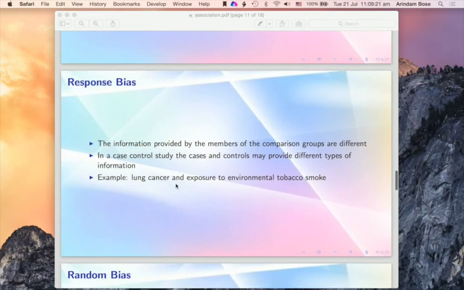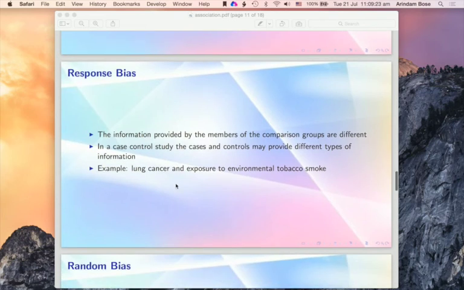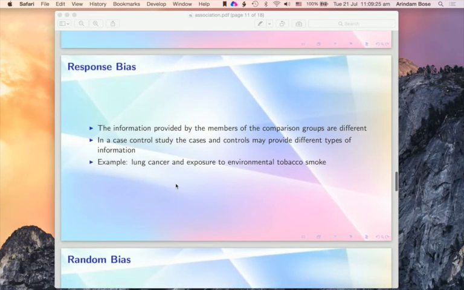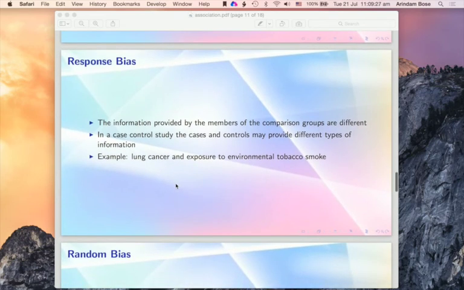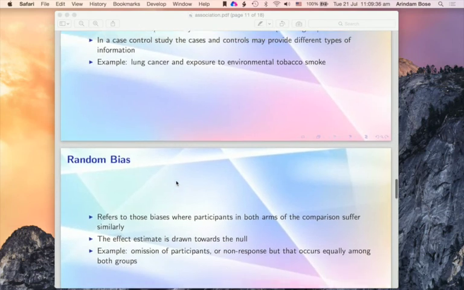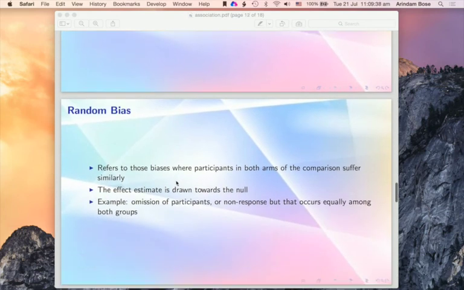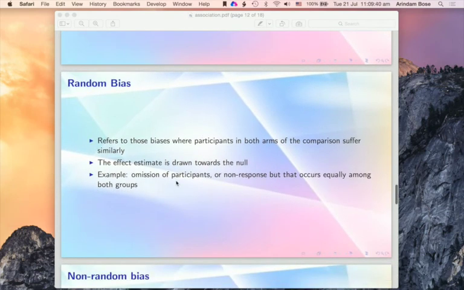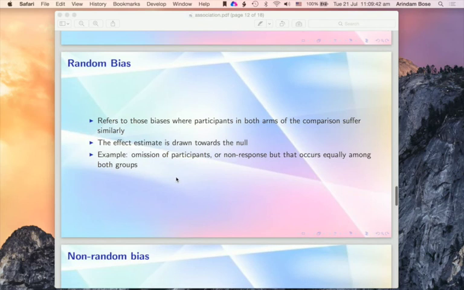For example, in a lung cancer and exposure to environmental tobacco smoke, people who know that they have got lung cancer may provide a greater level of recollection about their exposure to environmental tobacco smoke than the controls. And as we discussed before, random bias is the one where participants in both arms of the comparison suffer quite equally in terms of the bias. So that does not really matter.